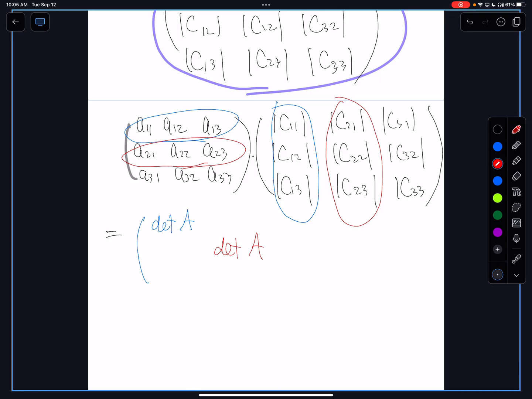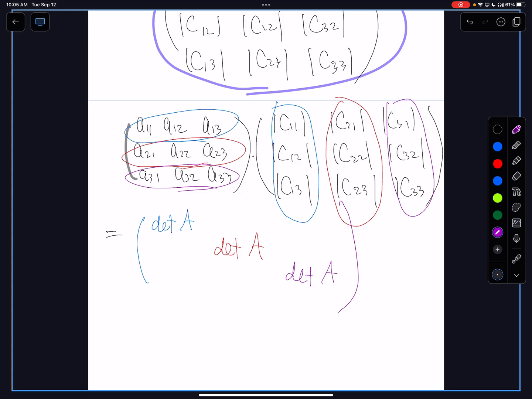And the last row with the last column, we get the determinant of A. Okay? So that's amazing. At least on the diagonals, it's amazing, right? But how about the other parts?